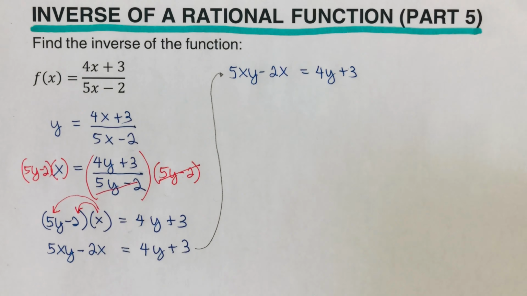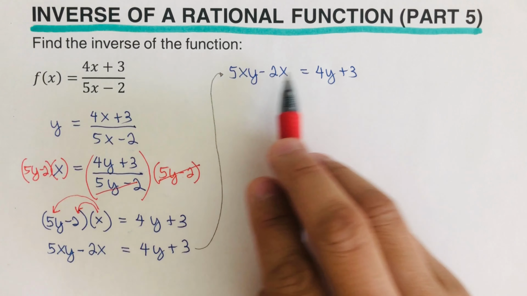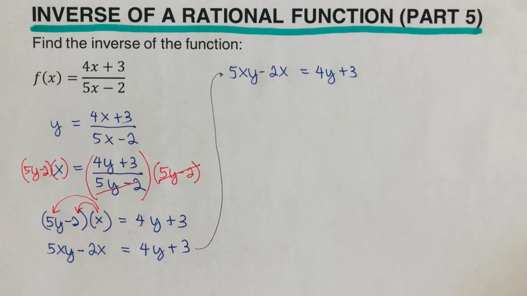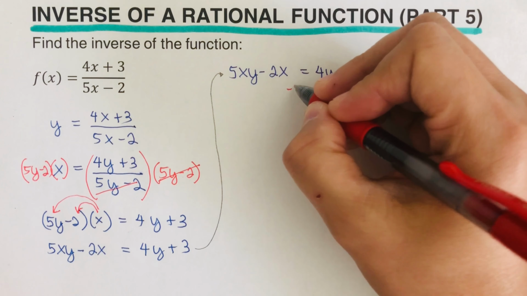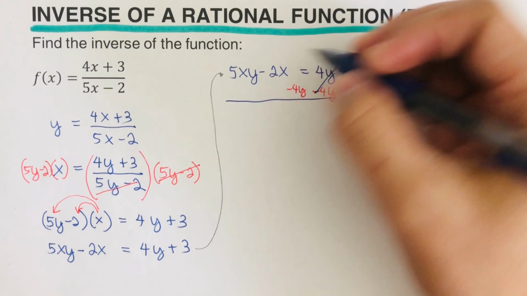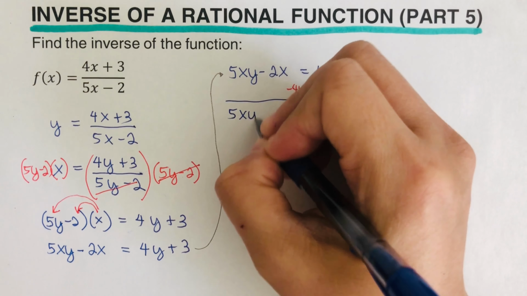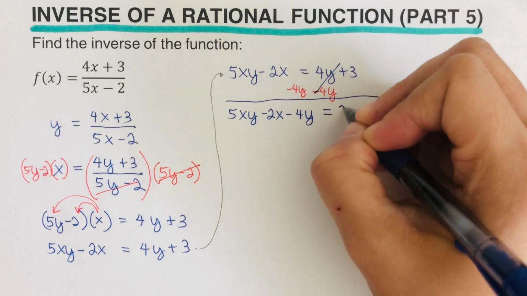Okay, now part of the second step is to isolate y by itself. Since there are y's on both sides of the equation, I can go ahead and subtract 4y from both sides. So I have all the y's on the left side. So then this would come out. We can cross this out first. So that is 5xy minus 2x minus 4y is equal to 3.